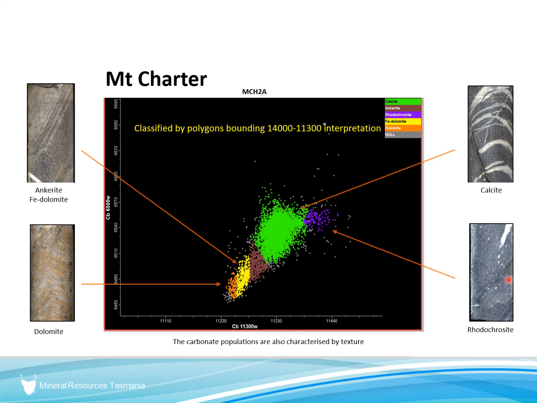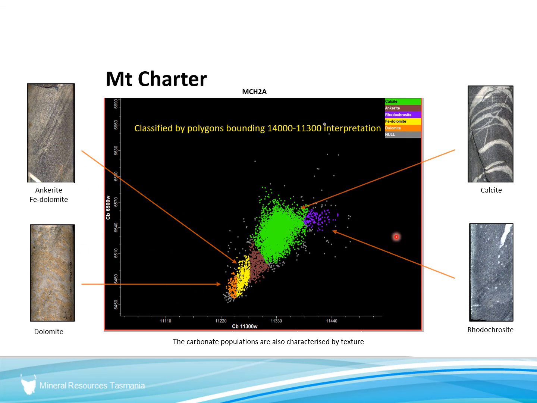different. The rhodochrosite here is a spotty thing in the background. Up here, the calcite typically occurs as veins. The ankerite and Fe dolomite occurs as some sort of banding through the rock, and the dolomite is this sort of microveined material. So we can pick out the textures that way, but it was all originally done using spectral geology.